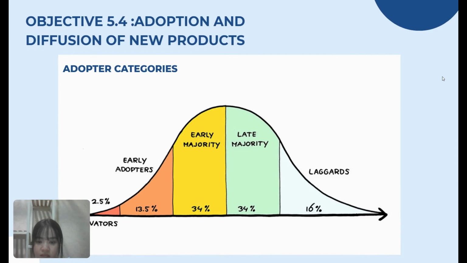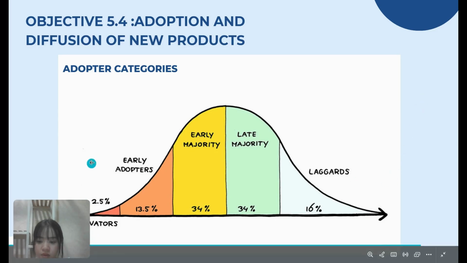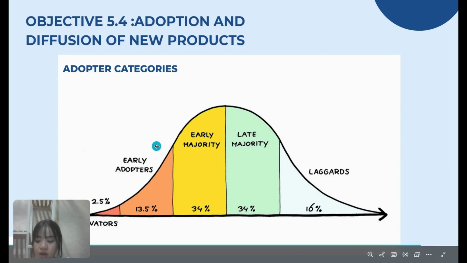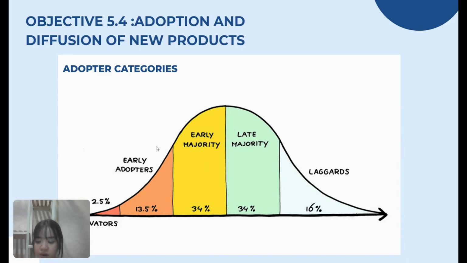Here are the adopter categories. Consumers also adopt new products at different speeds, shown in the diffusion curve. First are the innovators. They are the first to try new products and are willing to take risks. Next is the early adopters. Early adopters are opinion leaders who influence others.